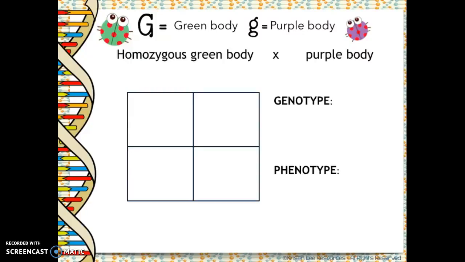Okay, here's a new one. This is giving us the scenario. It's telling us what's dominant and what's recessive, and then it's telling us what the parents are. So it's telling us that one parent is crossed with another parent. So first, it says homozygous green body. Well, homozygous means same, so I need 2 letters that are the same. And if it's green body, I know I'm going to be using capital G's.